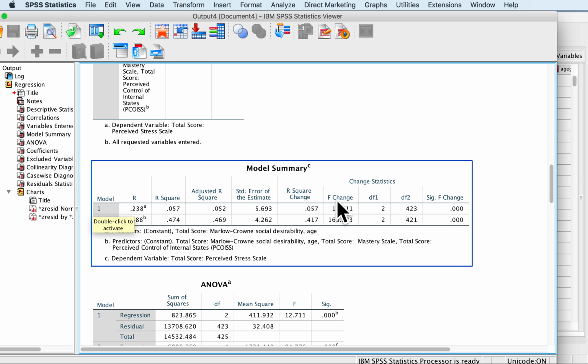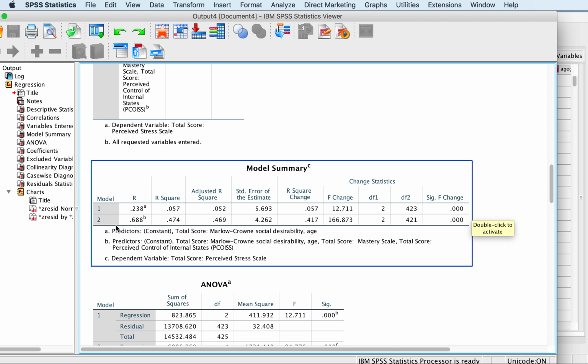And then you're going to get over here with this R square change statistic, which tells you whether or not the change is statistically significant. So this change to 0.057, or 5.7% of variance explained, is in fact significantly different from having 0% explained. Okay, so you're going to see a significant F there.